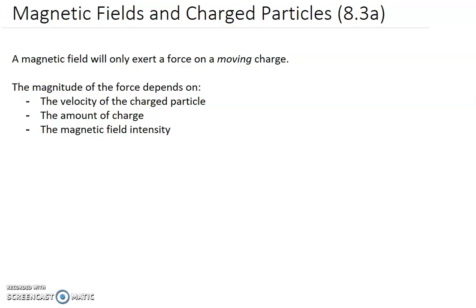Let's actually see the theory behind how that works. A magnetic field will only exert a force on a moving charge. So what we just saw in the video is that we saw electrons that were moving along that beam. The magnitude of the force depends on three things: the velocity of the charged particle, the amount of charge, and the magnetic field intensity. All of this is represented by the equation. The magnetic force is equal to Q, the charge, times the velocity cross the magnetic field.